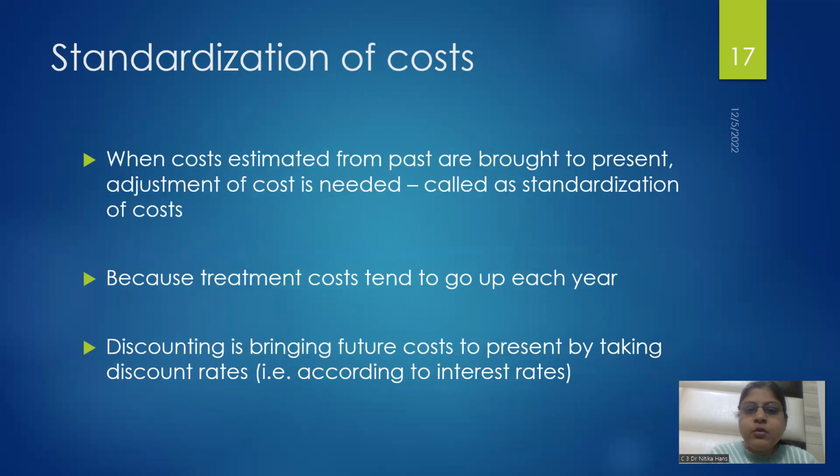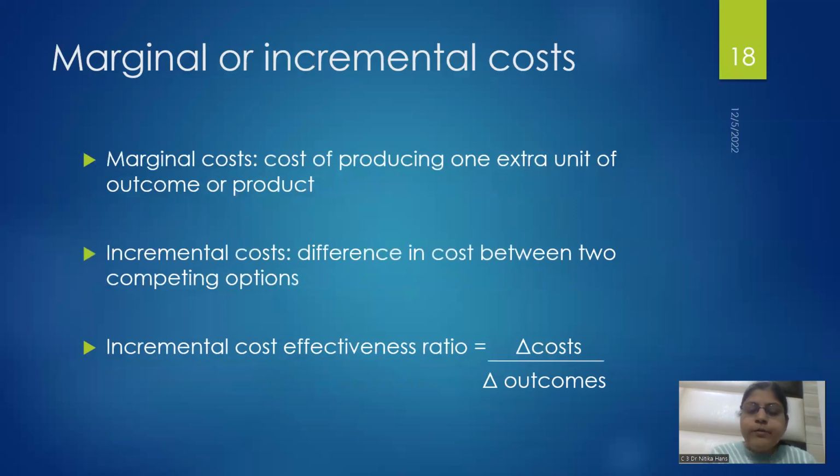The standardization of the cost is that earlier the cost of the treatment is less, and after a period of time, as time is passing each year, the cost of the treatment is again increasing. It is increasing day by day. So adjustment of cost is needed. That is the standardization of the cost. And discounting is bringing future cost to present by taking discount rates. This future cost will be more, so to bring it to the present cost by taking discount rates, that is discounting.